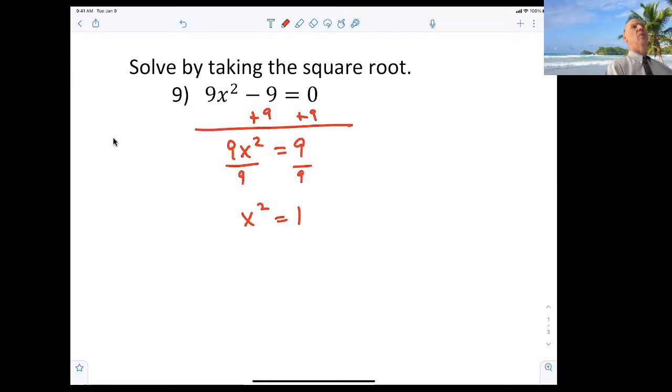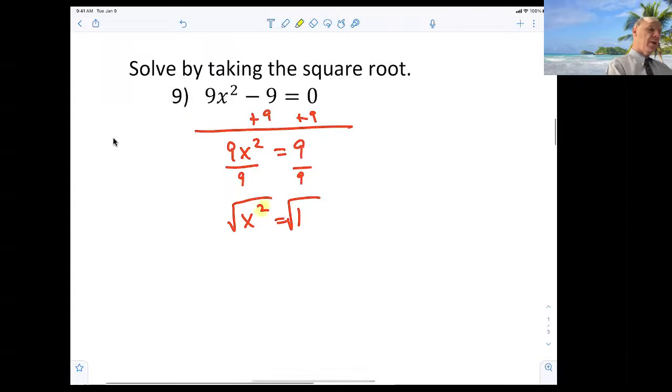Now, how do I undo a square? You take the square root. Now, what is the square root of 1? But how many solutions should there be here? 2. So that helps me remember that x is equal to plus or minus 1. That's how simple this is.